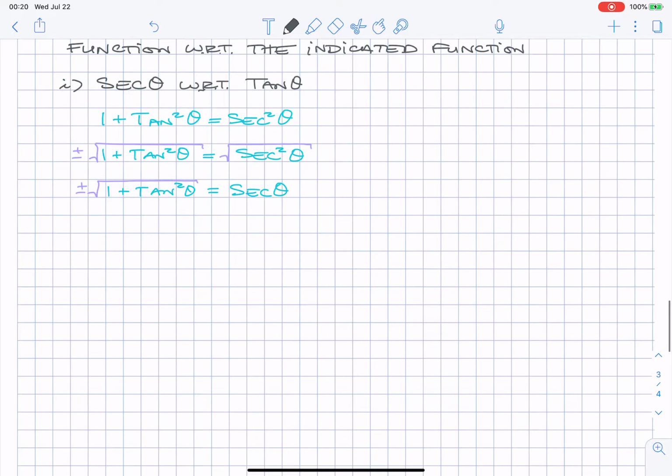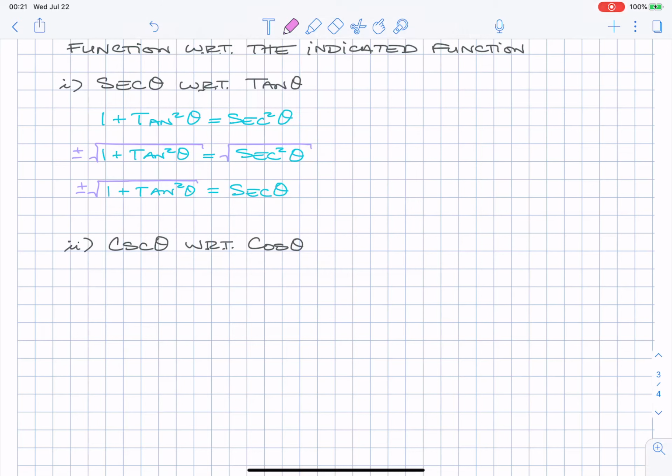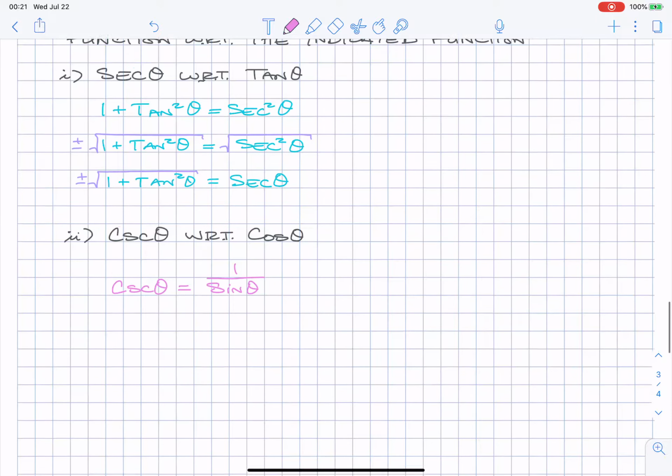Okay, so now let's do another one, number 2. Let's express cosecant of theta with respect to cosine of theta. Okay, well, that's not so easy, but I am going to use a couple things. I'm going to use the reciprocal identity for cosecant. So I know that cosecant of theta is the reciprocal of what function? Since s's and c's go together, this must be 1 over sine of theta.